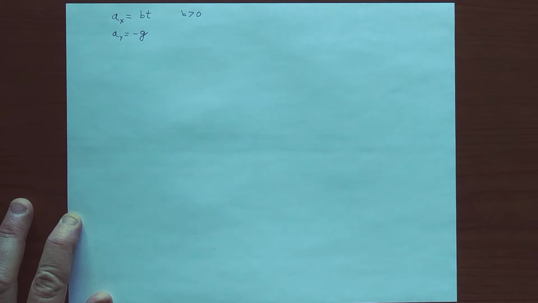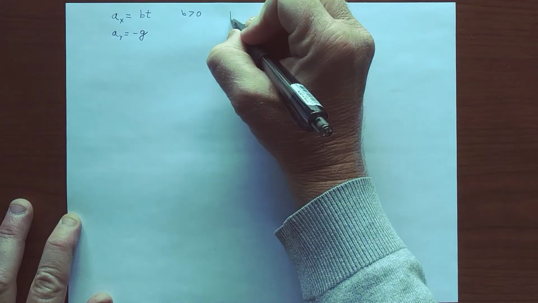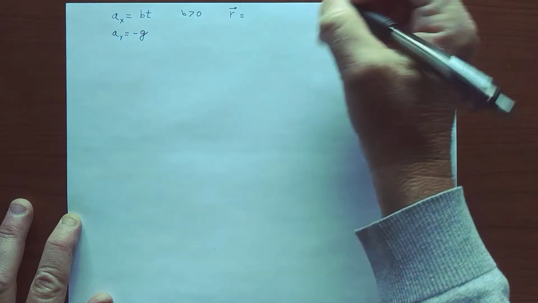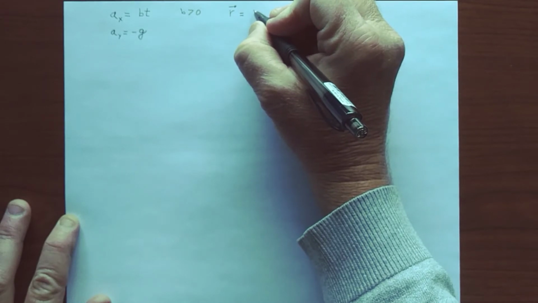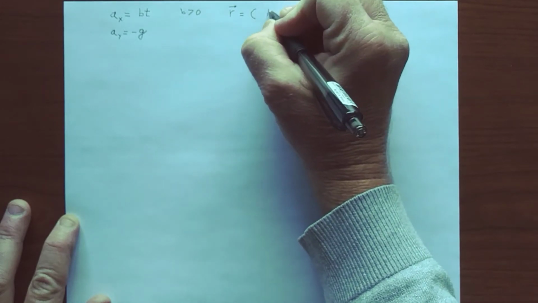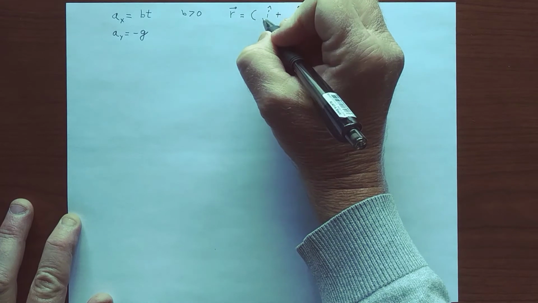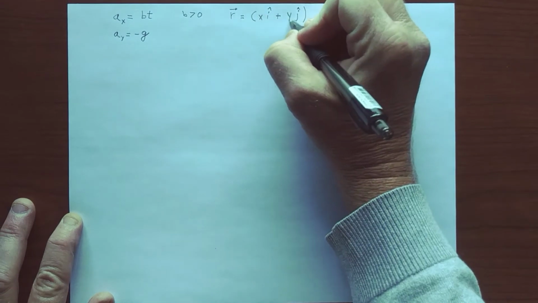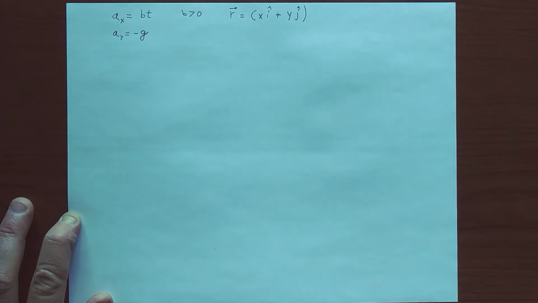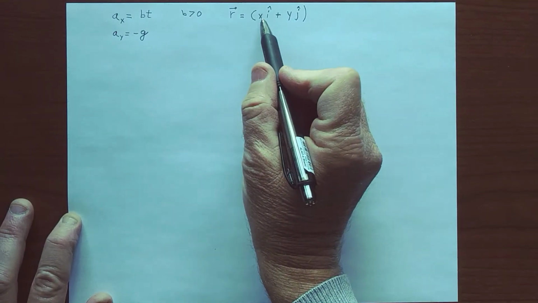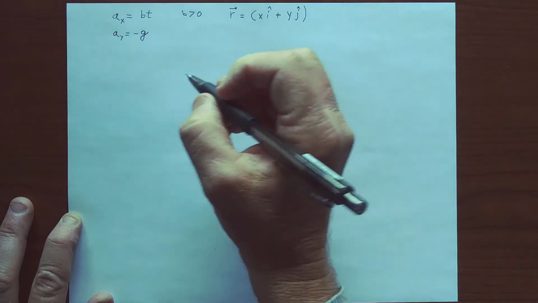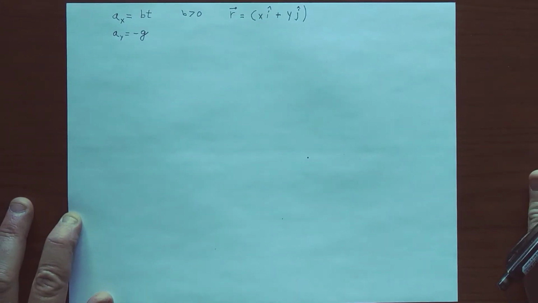So let's say we want to find the object's position, right? So the position is a vector with an x component and a y component, and the question is, what are the x and y values as a function of time? We could find the position at a specific time, so we need to know what x and y are. Okay, so this is nothing more than the kinematic equations.